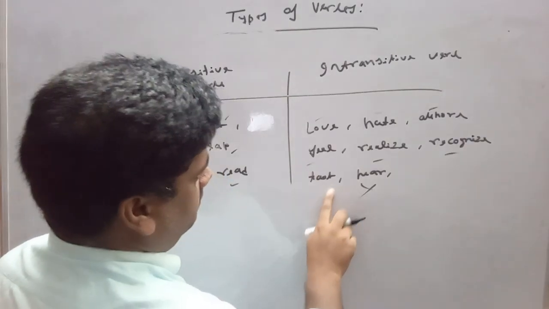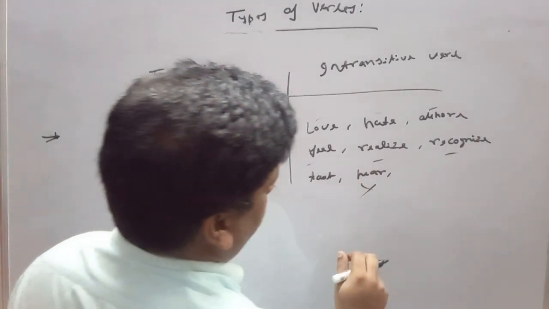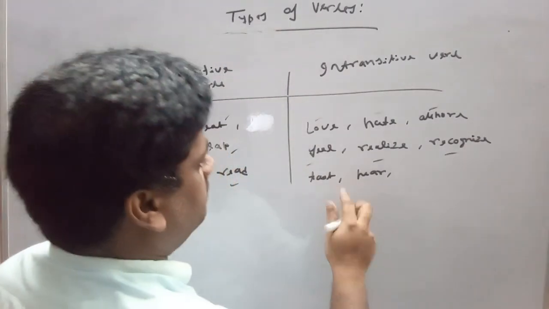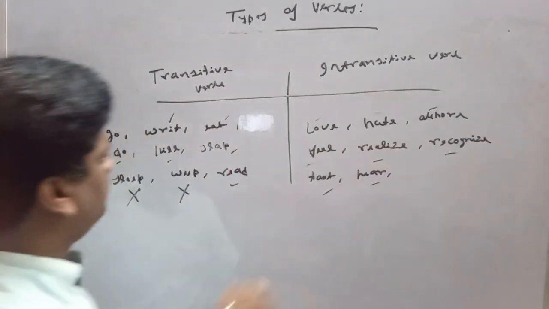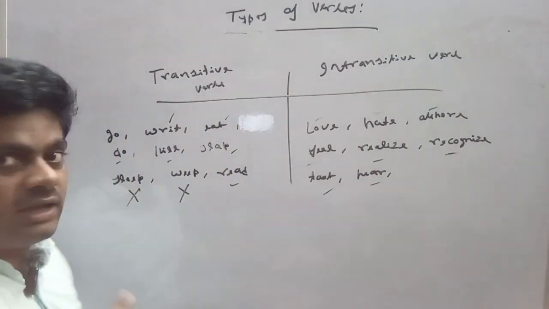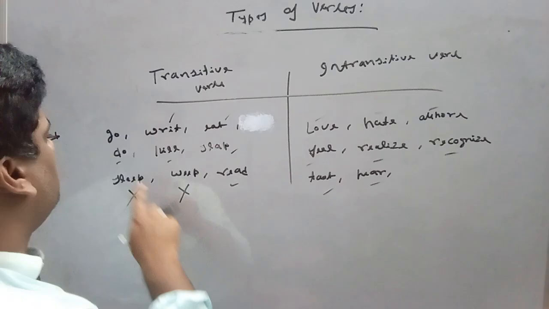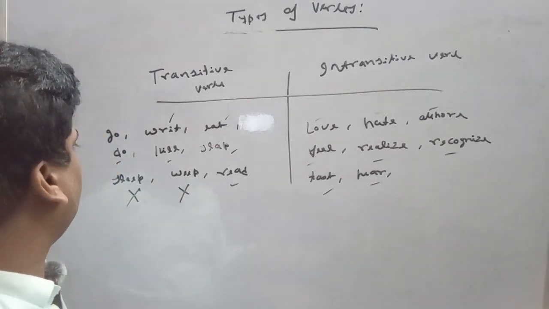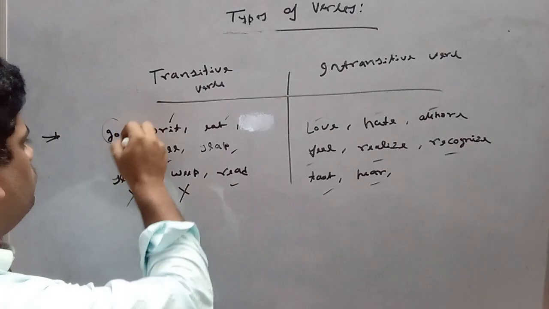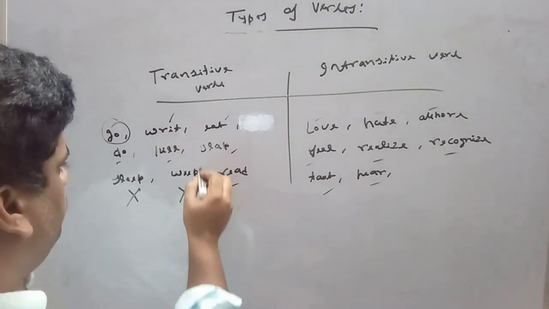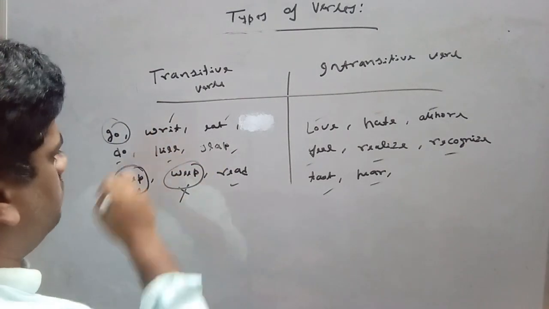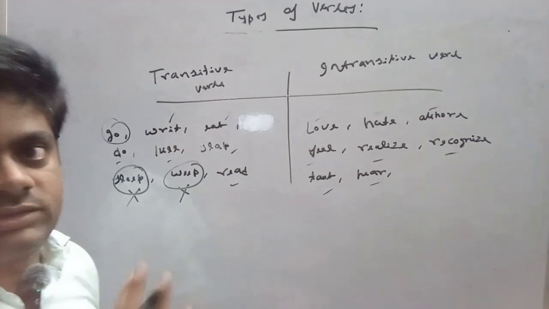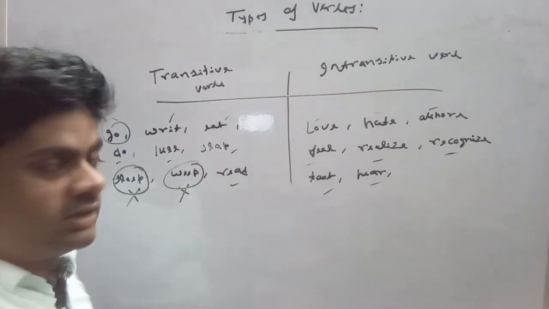Taste is a transitive verb. Hear is also a transitive verb. Here all are transitive verbs. But sleep and weep are not transitive verbs. Go is not a transitive verb. Except go, weep and sleep, all are transitive verbs.